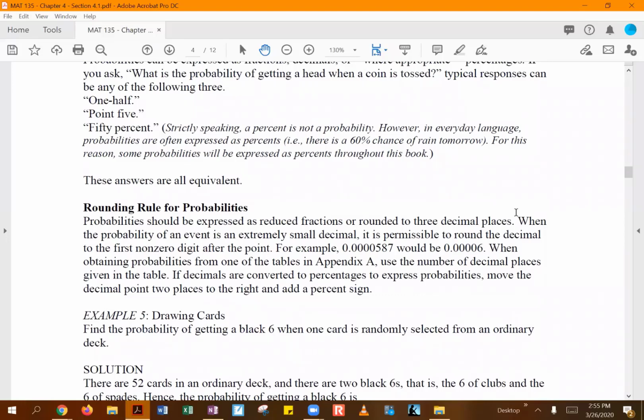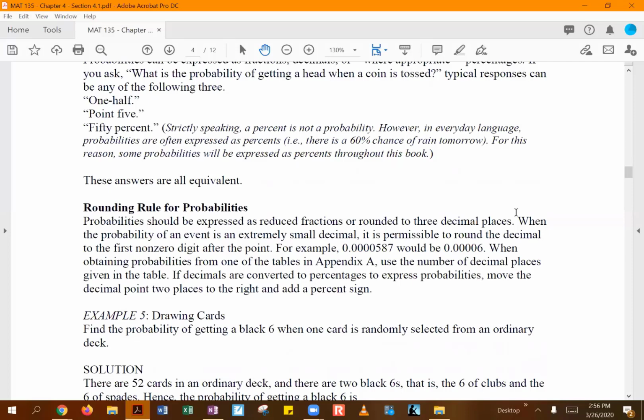So again, your rounding rule for probabilities, keep in mind that you're either writing them as reduced fractions, or as decimals, you're going to round it to 3 decimal places. And you should actually have this as part of your note cards that I gave you at the beginning of the semester. So just make sure that your note cards have this in them.